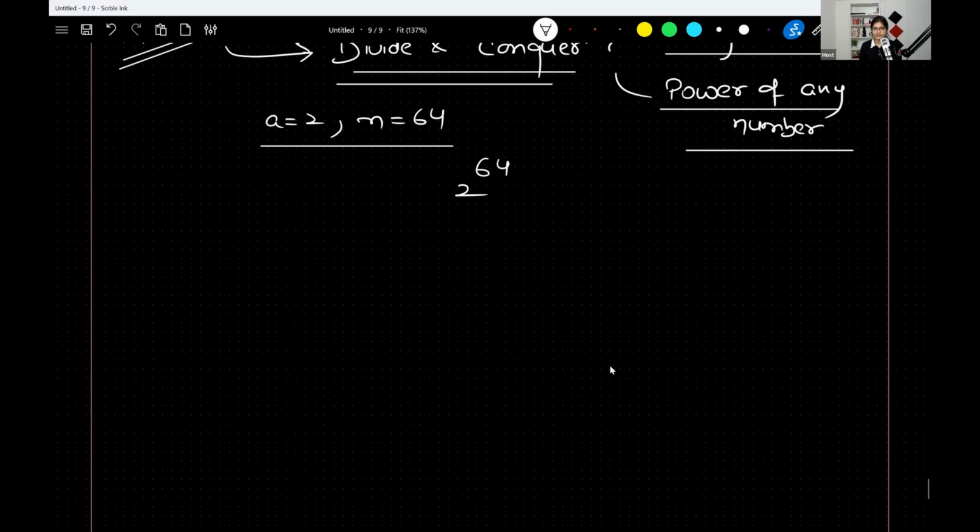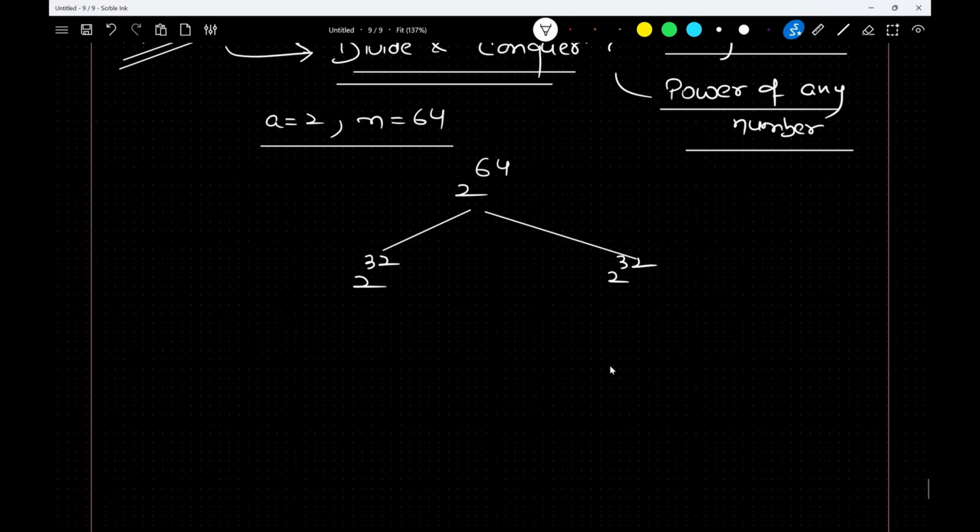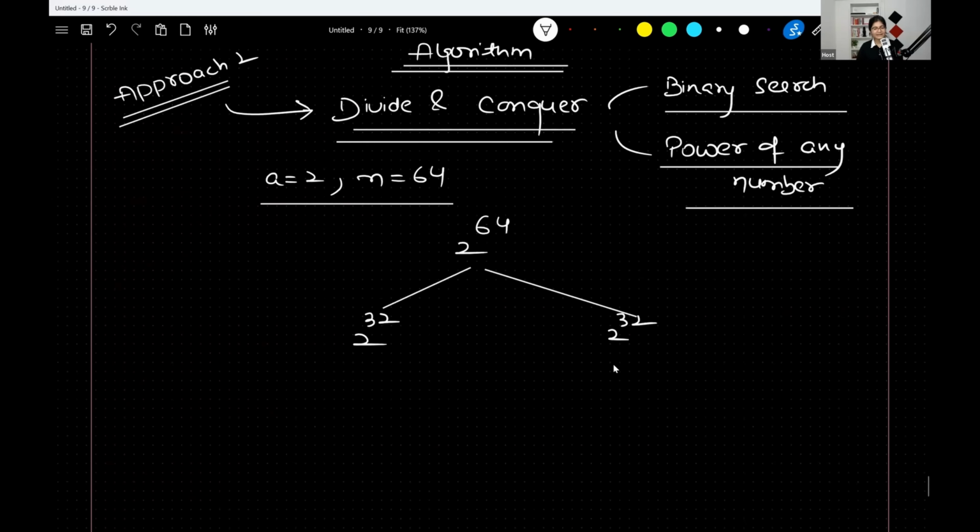What we can do here is divide our value of N into two parts. Dividing 2 ki power 64, 64 by 2 is 32. So we can write it like this: 2 ki power 32 into 2 ki power 32, the same number 2 ki power 64. Yes. Now, what can be the base case condition?